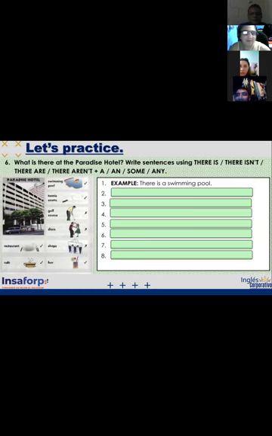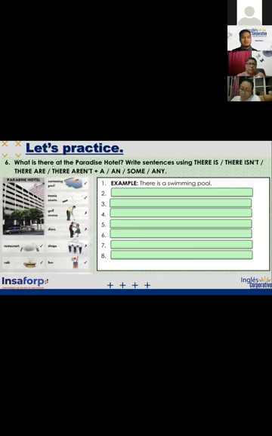Lisette, I see that you raised your hand. Do you have an idea of what we are talking about? Teacher, I put, there is a tennis court in the hotel. In the hotel, okay. It's the example, let's say, the structure is correct, but it is not the right answer. But the structure is okay.